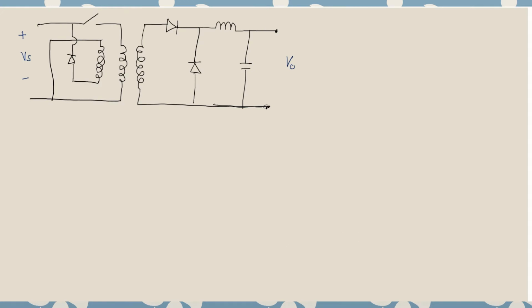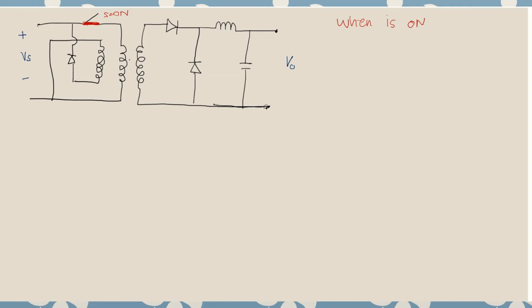So here's the isolated forward converter, and we're going to see what happens when the switch is on. So what happens if the switch is on? So this guy is connected, so this is as on. Before we actually start, let's label each of the components.